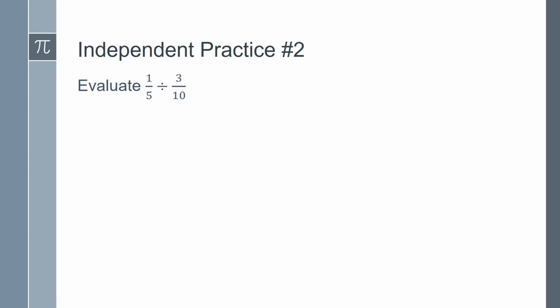Independent practice number 2. Evaluate 1/5 divided by 3/10. Now is a good time to pause this video and work on this problem if you have not done so already.